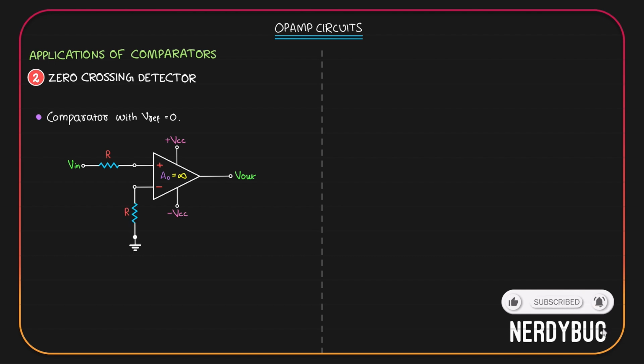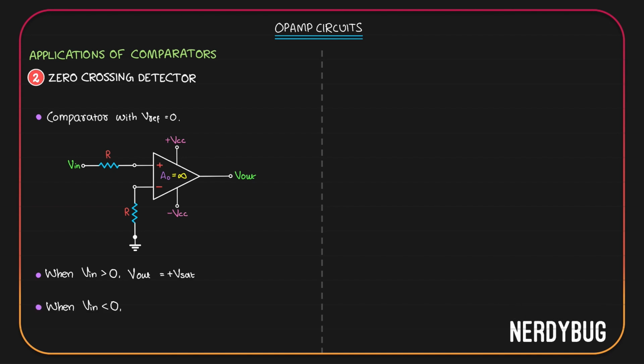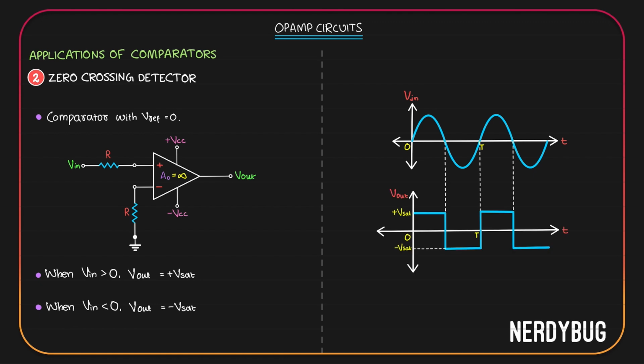Now, when input is greater than the reference voltage, which is 0, output will be plus Vsat. And when input is less than 0, output will be negative Vsat. If we take a sinusoidal input signal and plot the output, it will look like this. Since the reference voltage is 0, output will change its state every time the signal crosses 0 volt.